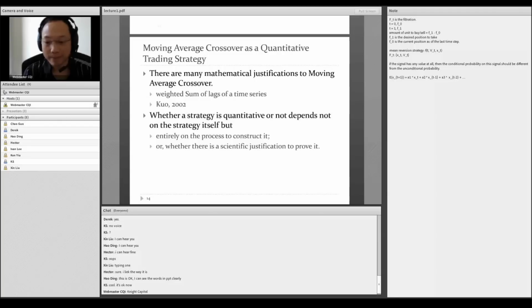The strategy form remains exactly the same, except that in technical analysis, they do not provide mathematical proof for that. And from the quantitative trading perspective, there is scientific evidence for that. So again, whether something is quantitative trading or not depends not on the strategies, because strategies could be exactly the same. It's really how we justify them that matters from the perspective of quantitative trading.